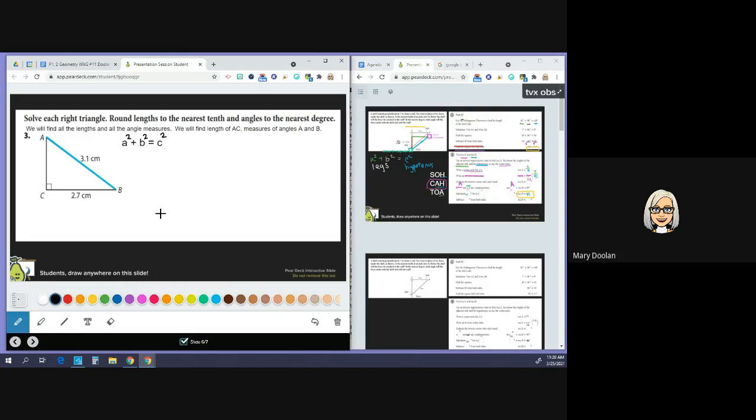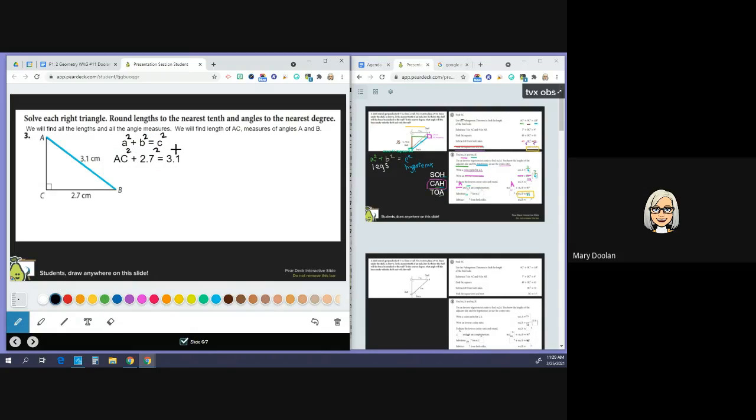These are just representing the lengths. So A and B: 2.7 could be A or B, and the other side is A or B. And this is just C here, because this is the hypotenuse. So we're going to substitute in. We could write it as AC squared plus 2 7/10 squared equals 3.1 squared. This is one way to set this up.